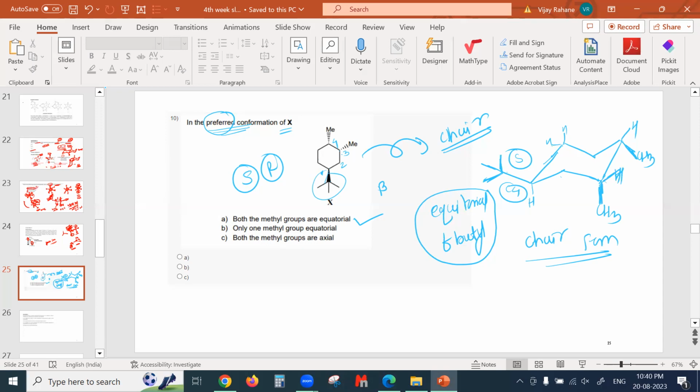So this is the structure which is the preferred conformation. Option A says both methyl groups are equatorial. Wrong. One methyl group is axial, so statement 1 is incorrect, and option A is rejected. The next option is only one methyl group is equatorial. Yes, correct. Only this methyl group is equatorial, so option B is the correct option. Option C says both methyl groups are axial. This is also wrong, because this methyl group is equatorial and this one is axial. So option C is incorrect. So option B is the correct option. So is the doubt clear?